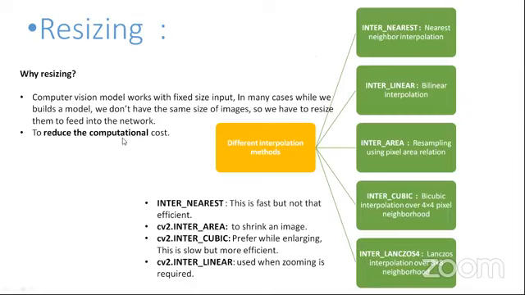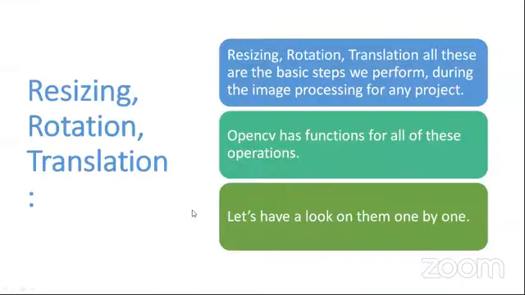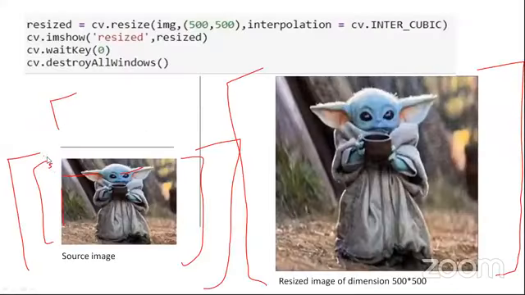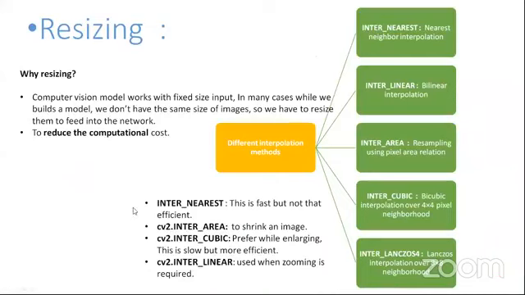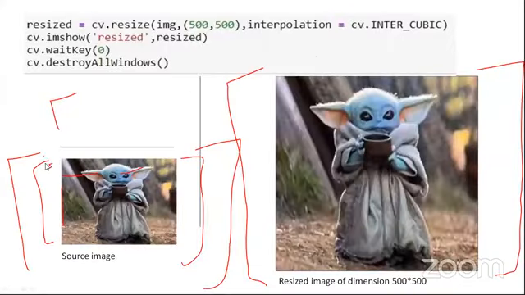You can use bilinear interpolation also. These are the basic advantages of using different types of interpolation. The nearest interpolation is very fast but not that efficient, because you are just interpolating by using the nearest pixel. And inter area is based on area interpolation.